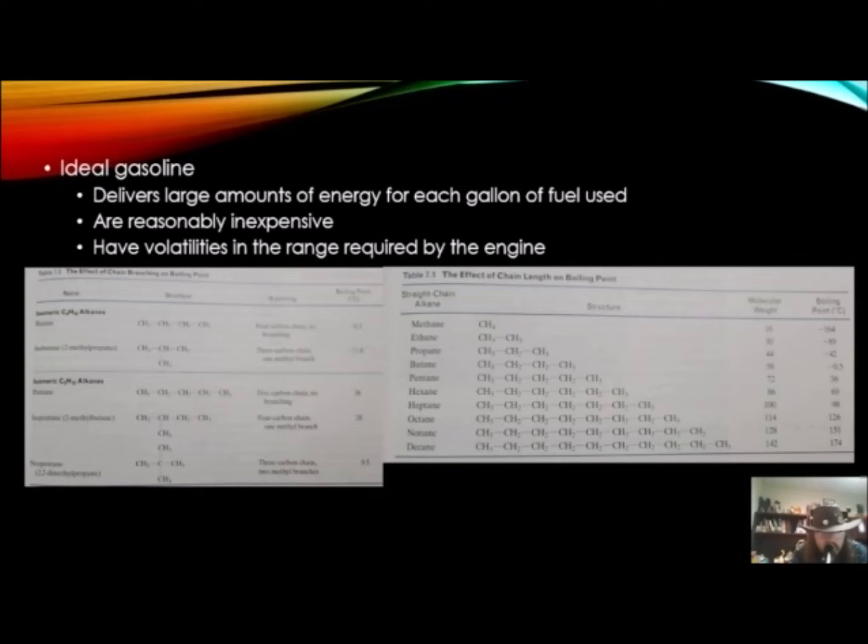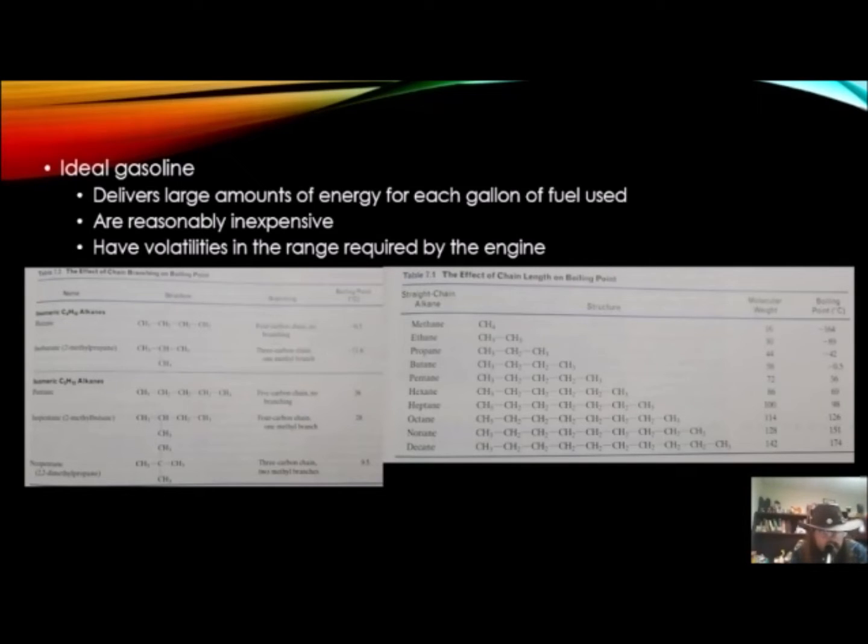So it needs to be volatile within the range of heats in the engine. On a cold day, we need the engine to ignite, which is one of the problems we have with diesel fuels, which we may get into a little bit later. Diesel fuels are mostly liquid of higher chain length, and so they're less volatile. At colder temperatures, they don't ignite as easily, and so you have to get the engine warm before they ignite. And so there's often a problem there.